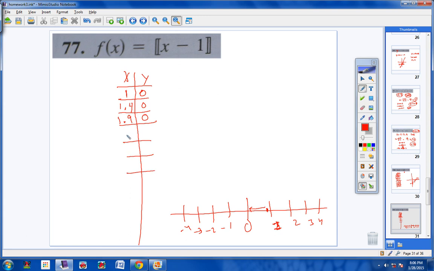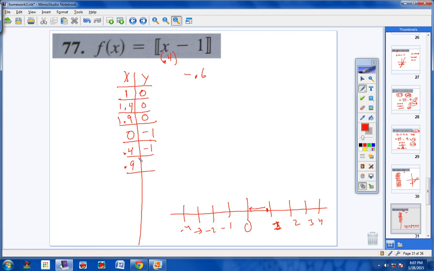I'm going to go down and try 0. 0 minus 1 is negative 1, and the greatest integer of negative 1 is negative 1. Okay, now I'm going to try 0.4 and then 0.9. I'm going to put 0.4 in for x right here, and 0.4 minus 1 is negative 0.6. Negative 0.6 is about right here. Then you always go to the left, so it's going to give you a negative 1.